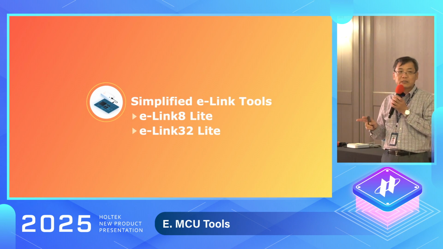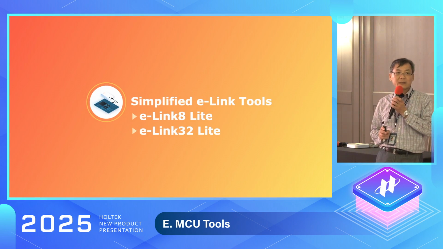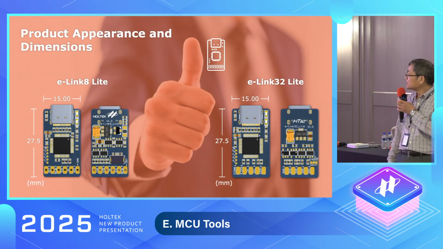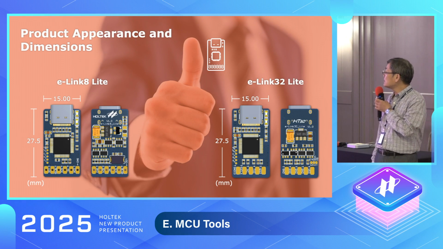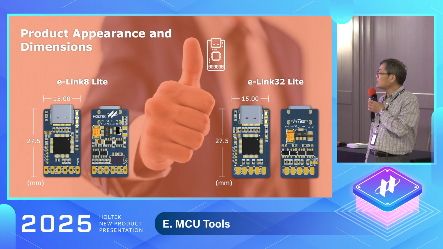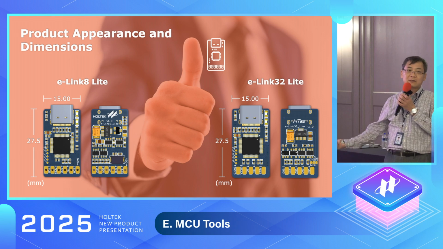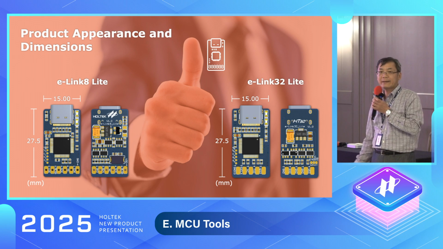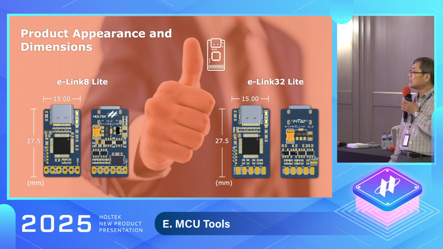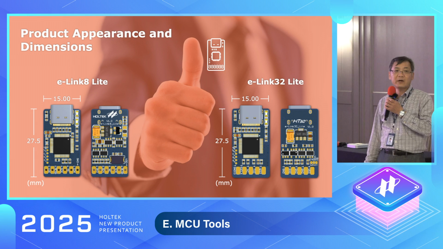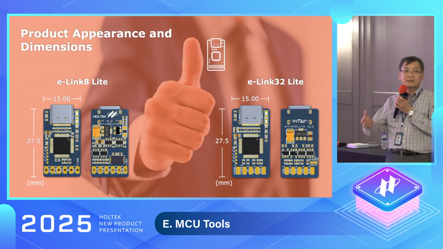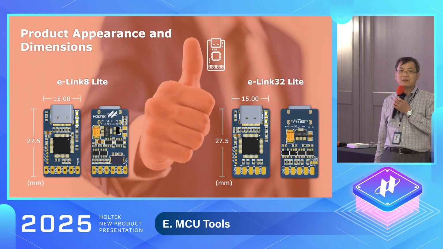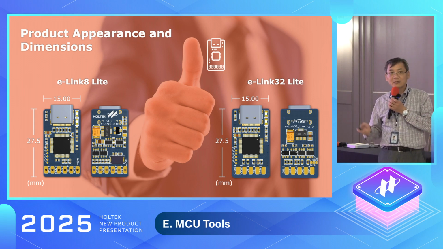This year we introduced two hardware for our debug tool. On the left, there's an E-Link 8 Lite. On the right is E-Link 32 Lite. 8 Lite is for 8-bit microcontroller. 32 Lite is for 32-bit microcontroller. And they are small, very small. 15 by 27.5 millimeter. The size is just like a USB dongle or just like your thumb. So it's small and cheaper. Important is cheaper.